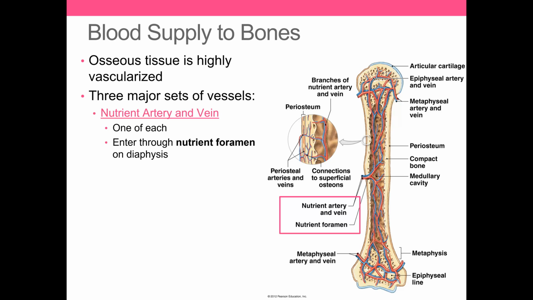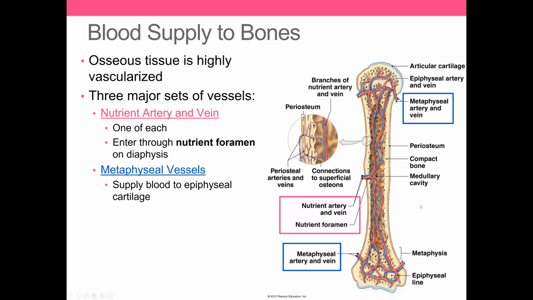But the 3 major sets that develop during the developmental process are the nutrient, artery, and vein, and there is one of each of these. And so they're going to come through the diaphysis, and there'll be a small hole in the diaphysis called the nutrient foramen. So whenever you see the term foramen, that means a hole. So the nutrient, artery, and vein come through this foramen and branch out into the diaphysis.